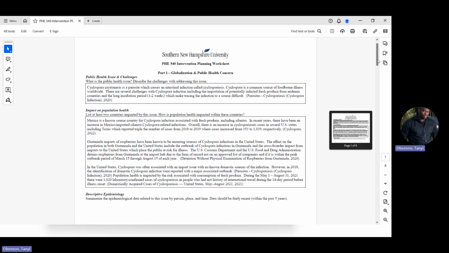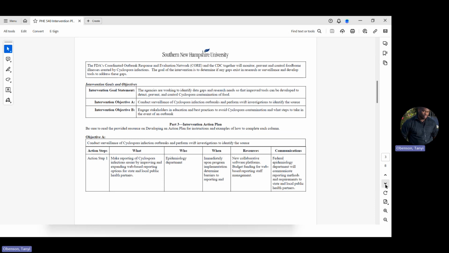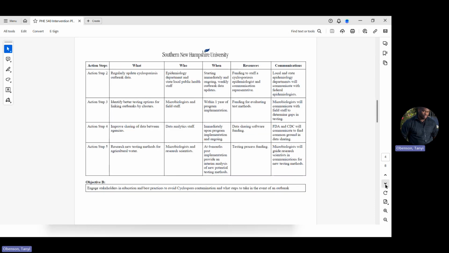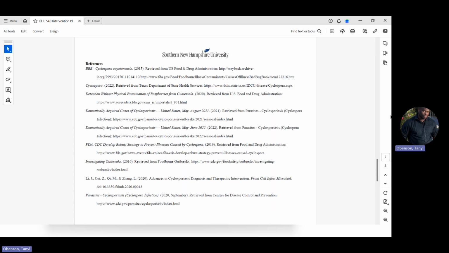This is kind of similar to your milestone, but not exactly, where you're just kind of going down a list and filling in the blanks. Describe epidemiology and etiology. Talk about a prevention strategy, so FDA, CDC, kind of what I mentioned, and then an intervention action plan on the different steps on how to deal with the issue based on 2 objectives. And of course, a reference page at the end.